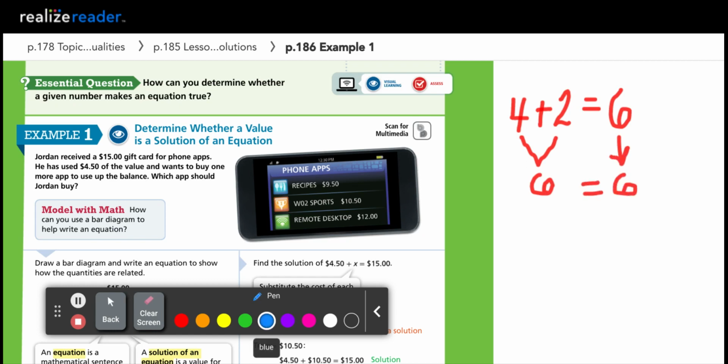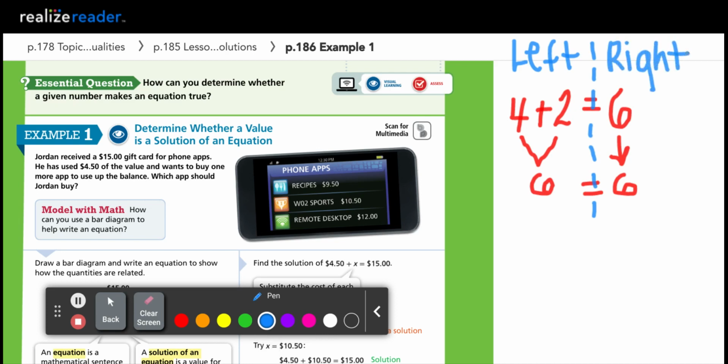So when we think about equations, they are just math sentences. And if I draw a dotted line where my equal sign is, that separates the left side of the equation from the right side of the equation. So when we think about equations, we have to think about keeping the left side and the right side balanced. And that information is going to help us to determine whether an equation is balanced, whether the equation is true.